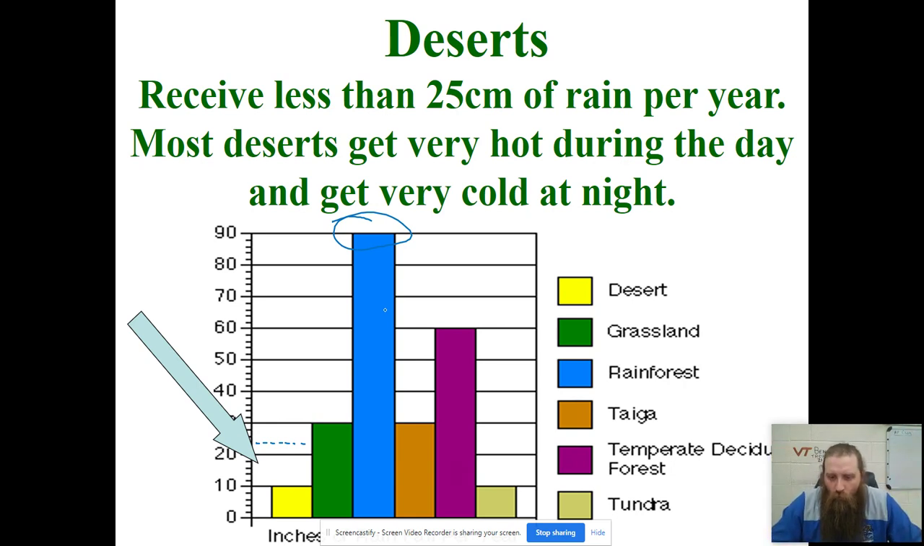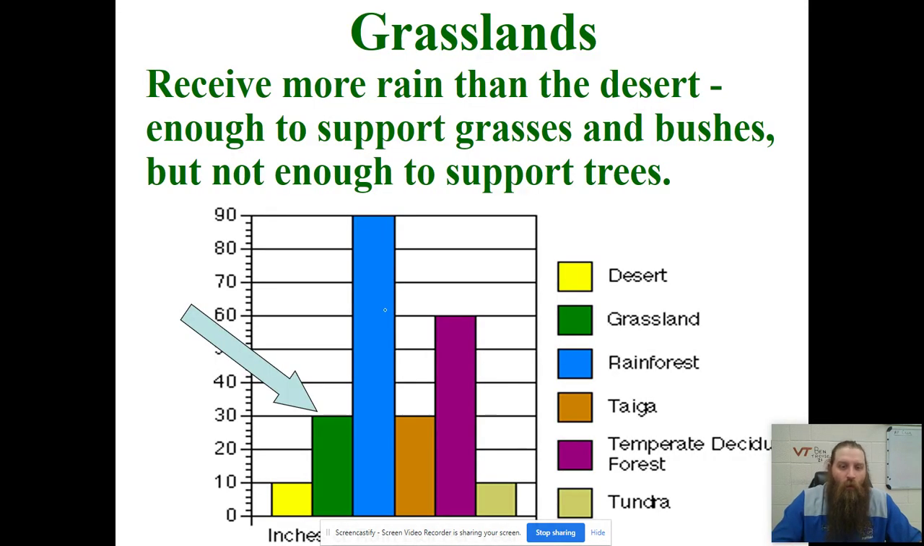We find them near the poles, north or south, whereas a desert we're going to typically find around the equator. Deserts do typically get pretty hot during the day, but they also lose that heat very rapidly and they get very cold at night.